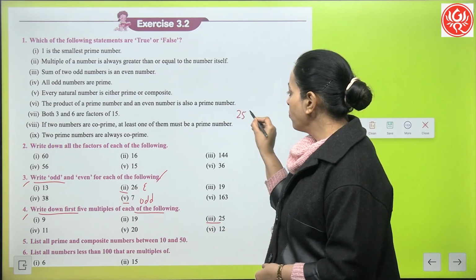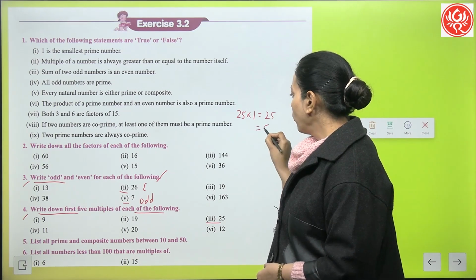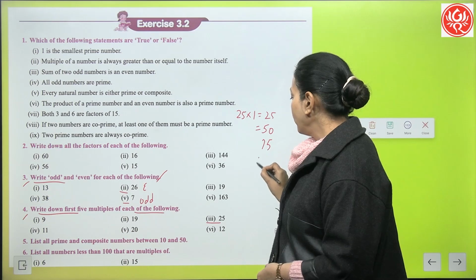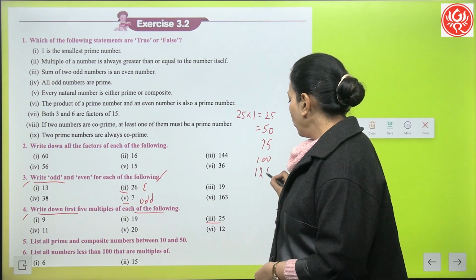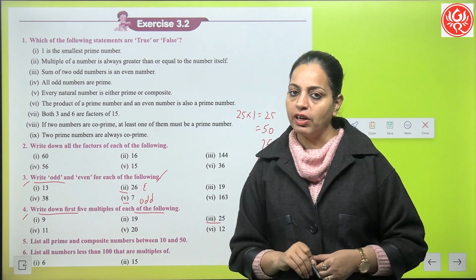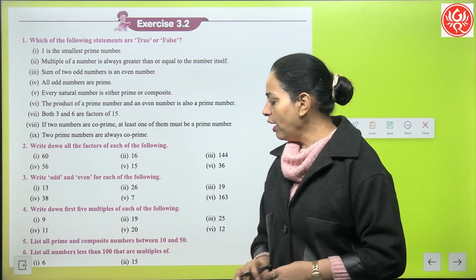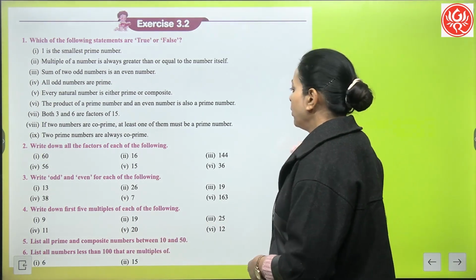25 के first 5 multiples. So 25 into 1 is 25, 25 2s are 50, then 75, then 25 into 4 is 100, then 25 into 5 is 125. Similarly, you can do the rest of the parts. Okay, so here are some questions also. We can try these ones.